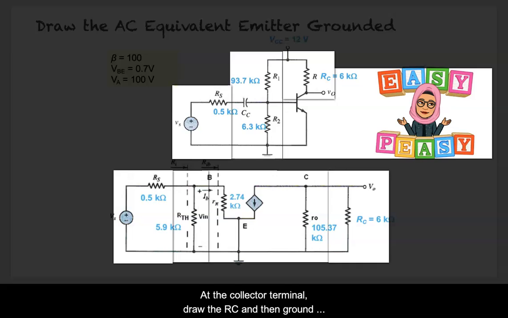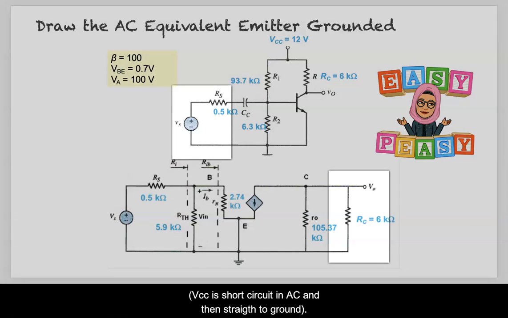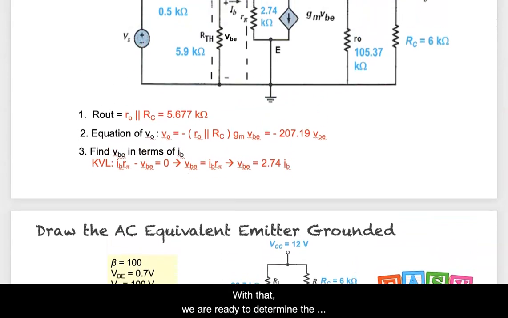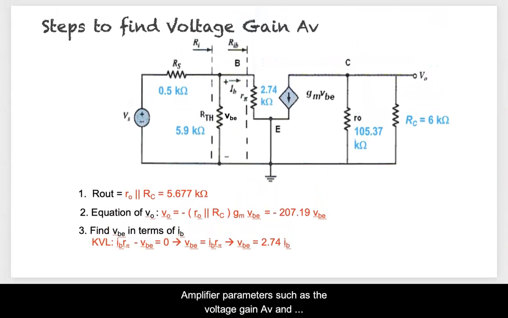At the collector terminal, draw the RC and then ground because VCC is short circuit in AC and then straight to ground. With that, we are ready to determine the amplifier parameters such as the voltage gain AV and current gain AI.